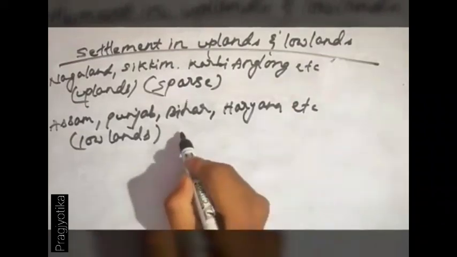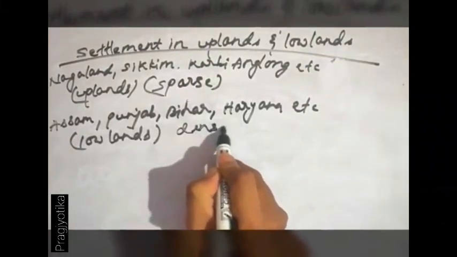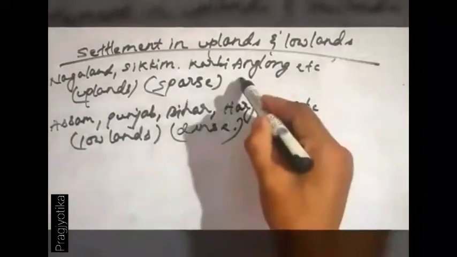Whereas in the plain areas of Assam, say Brahmaputra or the Barak Valley, Punjab, Bihar, Haryana, they fall in the Indo-Gangetic plain. They are lowlands, and here the population is quite dense. So if you remember, we discussed types of settlement: nucleated, dispersed, star. So dispersed or sparse settlement you'll find in uplands, whereas nucleated, linear, square you'll find in lowlands.